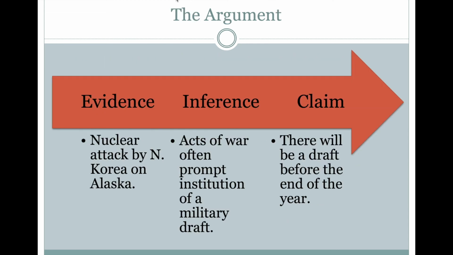So here in summary then are the parts of an argument, and every argument in its most basic form consists of these three parts. There are two statements, an evidence statement and a claim statement, and an inference or a mental step that connects the evidence to the claim. So in our example, we have the evidence of there being a nuclear attack by North Korea on Alaska. We infer that acts of war often prompt institution of a military draft, and therefore we reason to the claim there will be a draft before the end of the year.